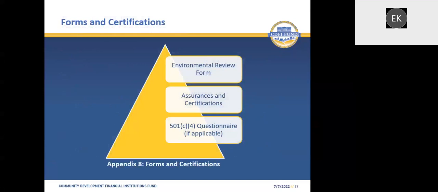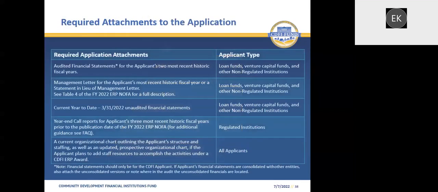Forms and Certification. Appendix 8, Forms and Certifications, contains the Environmental Review Form, Assurances and Certifications, and the 501(c)(4) questionnaire if applicable. Required attachments to the application.